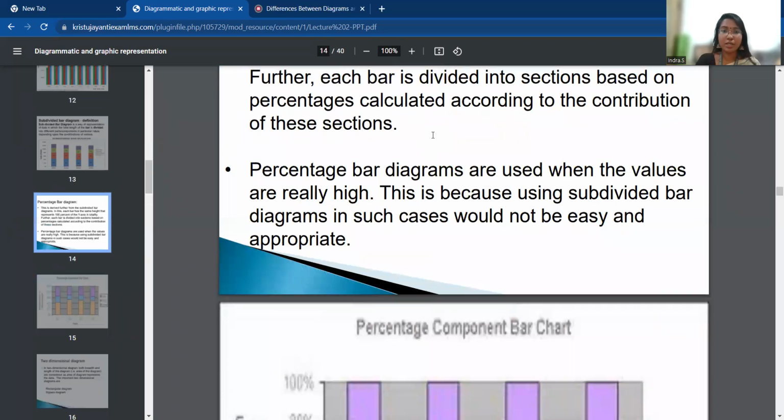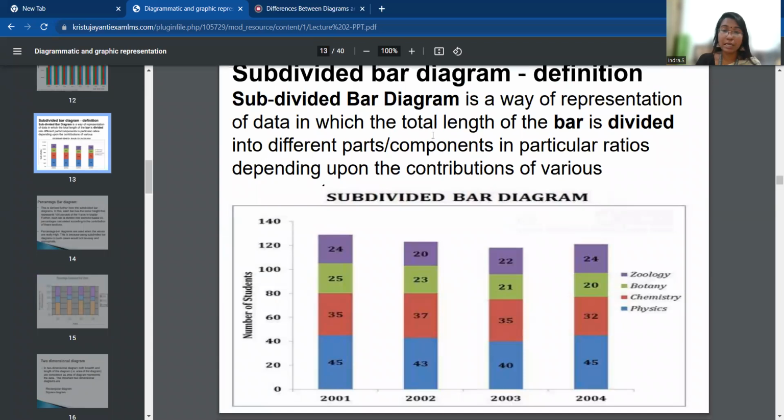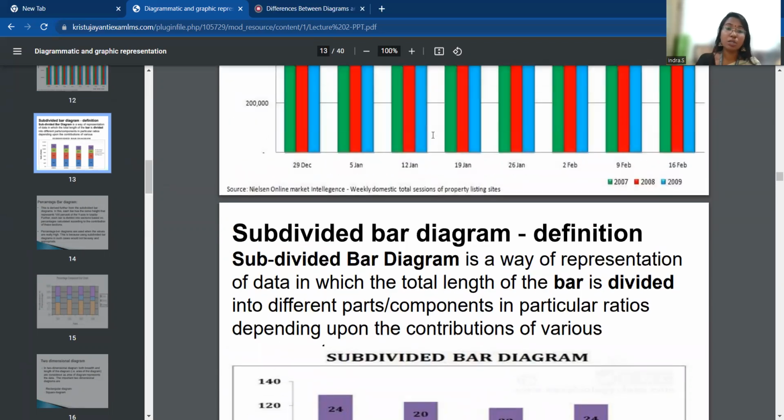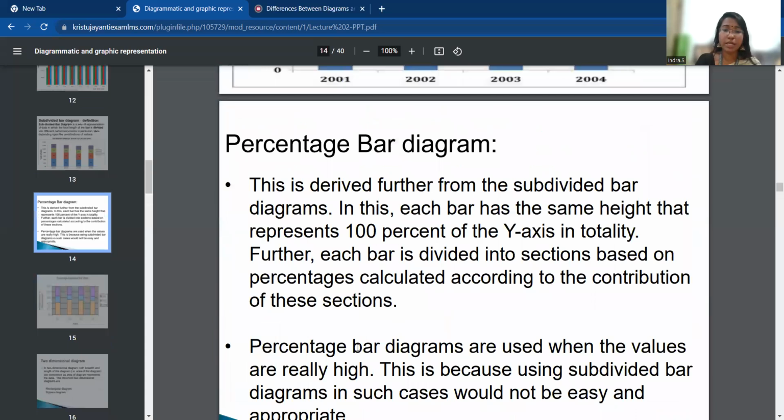So today we have learned different types of bar diagram. We have learned the definition of diagram. We have learned the importance of diagram. We have also learned the limitations, and finally we have learned about the different types of diagram. I hope that everybody is able to understand what is taught.